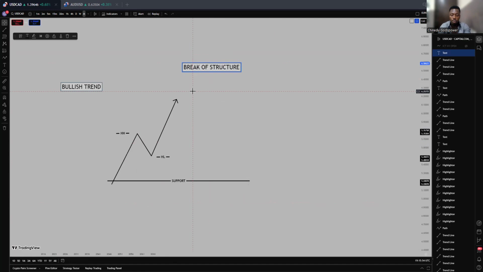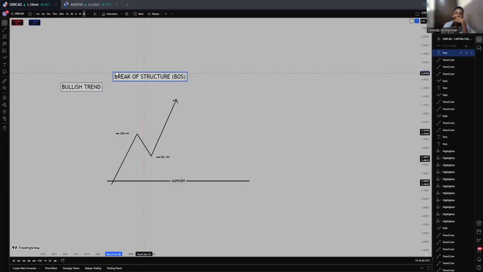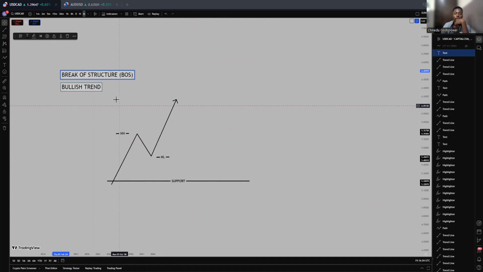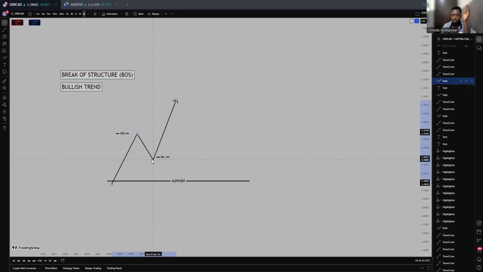Breakout structure, also known as what? BOS. All right. Breakout structure for what? The bullish trend. How do we know price has broken structure? And we said breakout structure is a continuation pattern for price action.